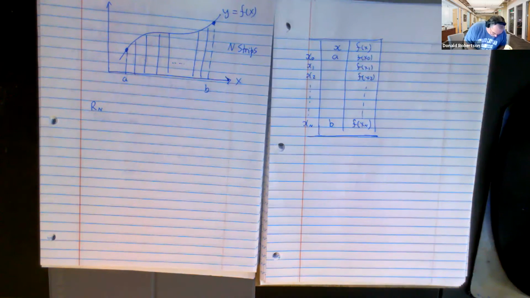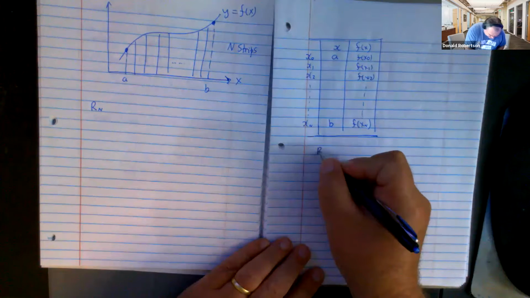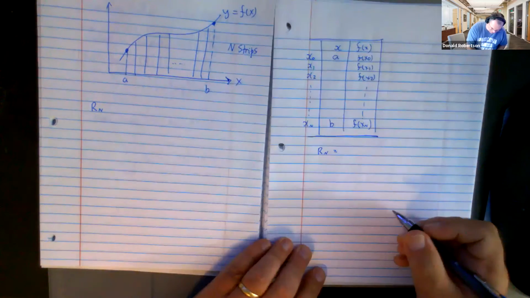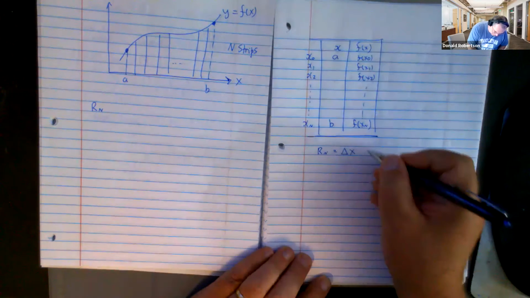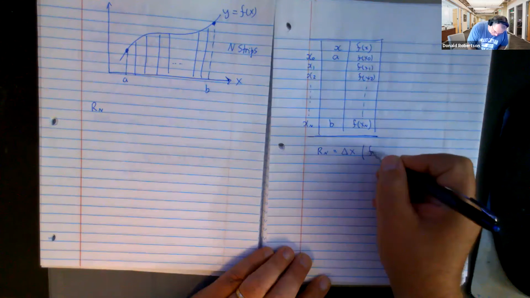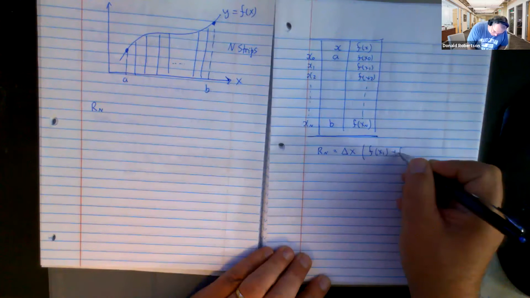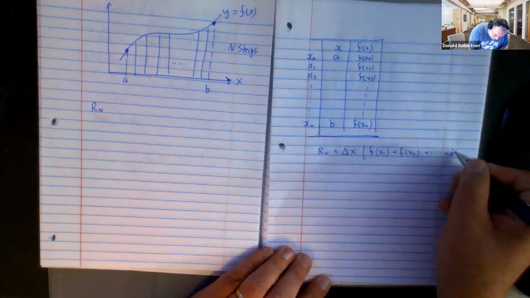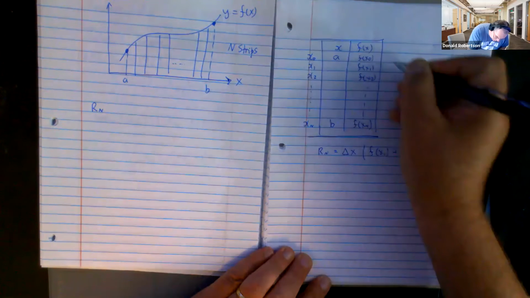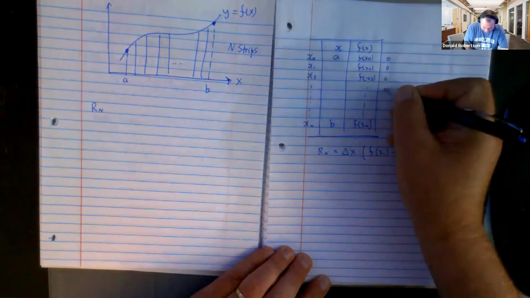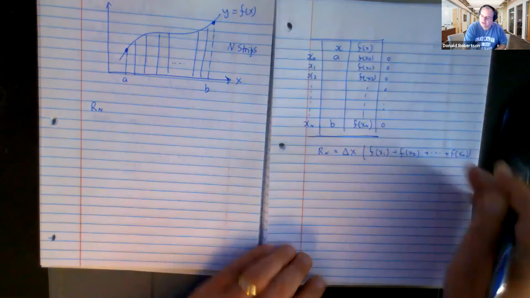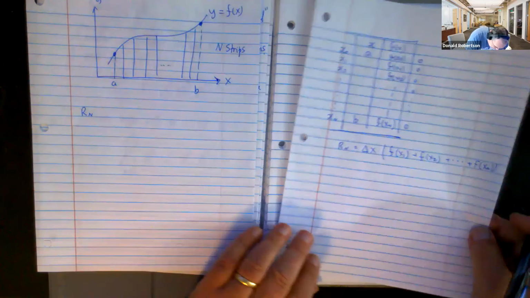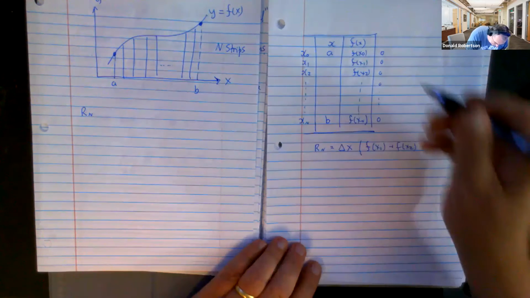Now, I want to do an Rn. Well, won't Rn be delta x times the value of the function at x1, plus the value of the function at x2, all the way to the value of the function at xn? And the reason for that is, don't you only use the right-hand side when you do an Rn? Would you agree? You missed the first term out, and I put a circle on that first one. That's my mistake. You start here, right?